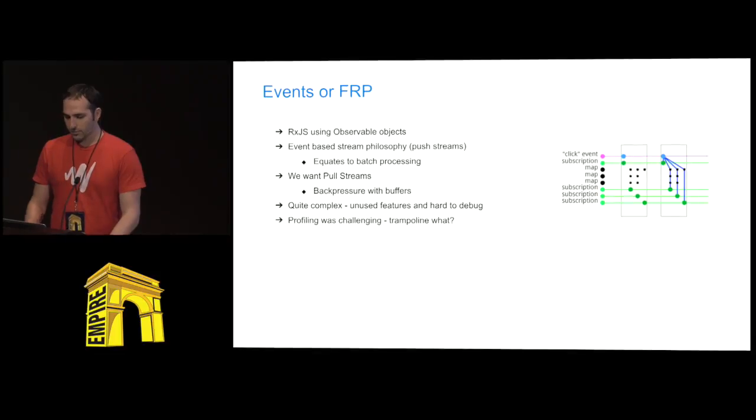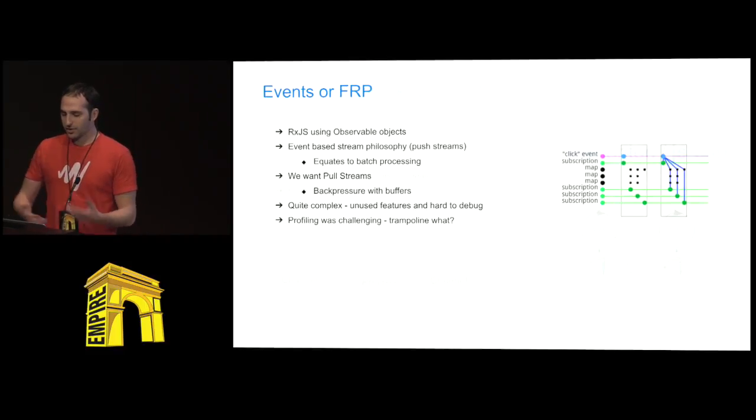We're starting to have more trouble debugging. We're starting to have more trouble profiling, figuring out what's happening. I remember going through the debugger and seeing something called trampoline, and I wasn't sure what that was. I realized I had to understand a lot about the internals in order to understand why certain pieces were slower than other pieces.